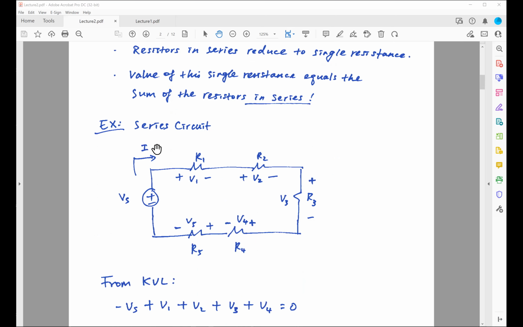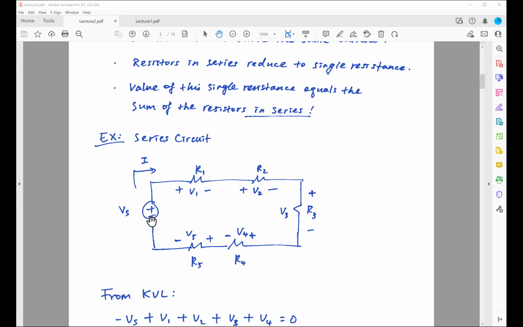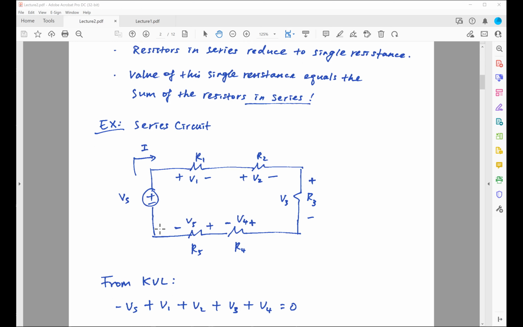below I have this series circuit that consists of a voltage source, resistors R1, R2, R3, R4, and R5, forming a loop. And as you can see, intuitively, these 5 or 6 elements, including this voltage source, are sharing the same branch. Now I'm going to show you mathematically, by using KVL, that this circuit indeed is a series circuit. So what does KVL tell us?